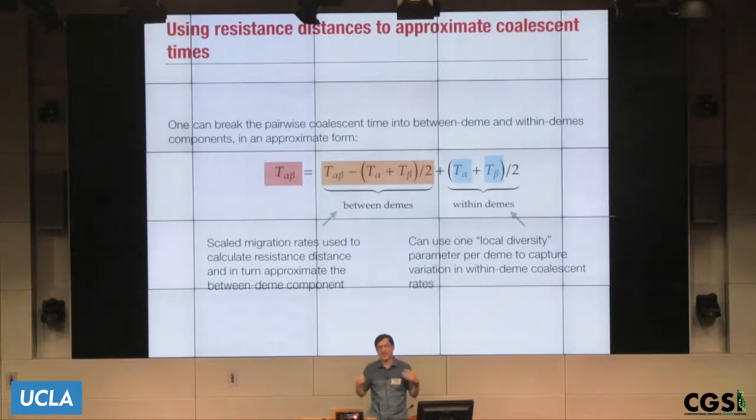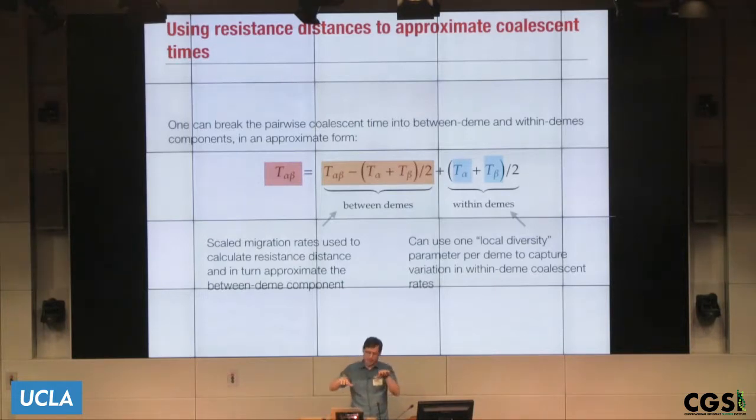A part that is the time between demes, of how long it takes lineages that are in two different demes to come together to the same deme, and then an additional waiting time for a coalescence to occur after they've come to the same location. And so this is how we've written out a split between the two.